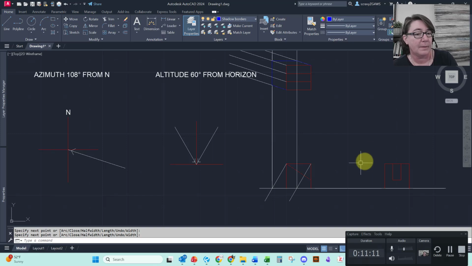Not quite. Because this block right here, this piece, is going to cast a shadow into this wedge void in the middle. And that shadow is going to look something like this, right in here. So let's figure out how to do that.